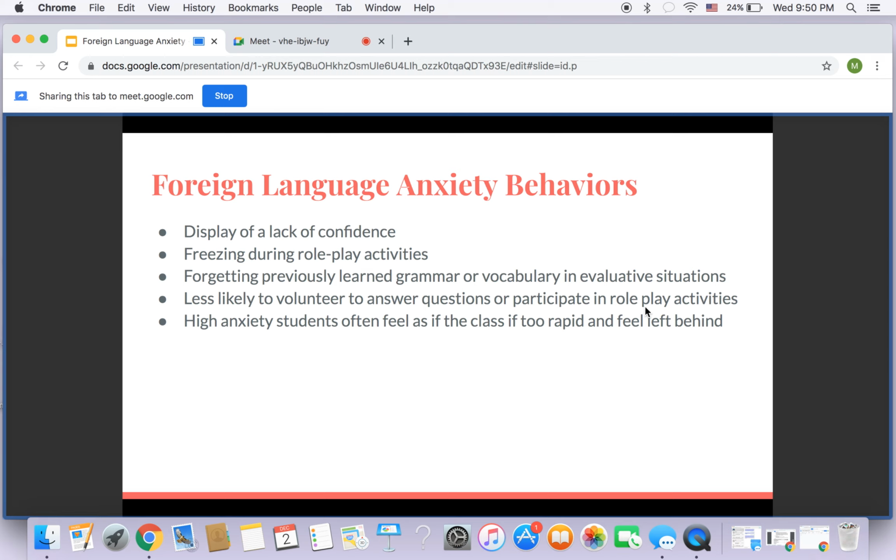Foreign language anxiety behaviors: students will show lack of confidence, freezing during role play activities, which is having mental blocks. While completing a test, they forget grammar or vocabulary that they would have been considered to have mastered already, that they already know. They will be less likely to volunteer to answer questions because they are afraid they will be judged and get a bad evaluation. And also, it's most likely that high anxiety students often feel as if the class is going too fast and they feel left behind.